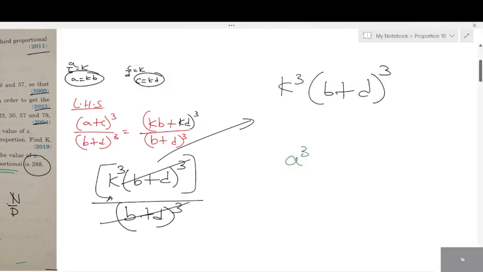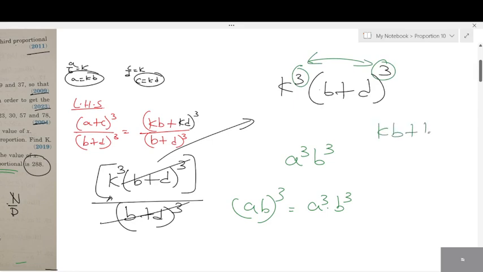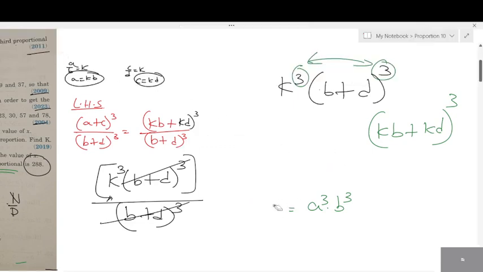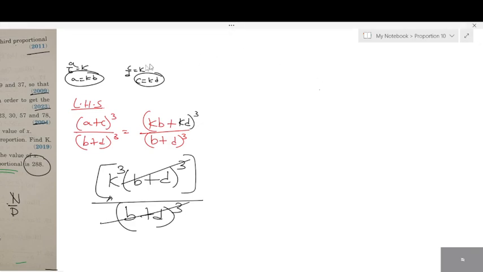You should understand this. k cube, b plus d the whole cube. This is nothing but a cube b cube. What is ab the whole cube? When you open the bracket, what do you get? a cube into b cube. The same concept. When the degrees are the same, whenever the degrees 3 and 3 are the same, you can multiply the k inside: k into b plus k into d, the whole cube. Fine. Which means when you take out the k value, students, even the cube also should be written. Make a note of this, left hand side. So when you take out k, the cube also should be written. So we get k cube here. k cube is the answer for the left hand side.